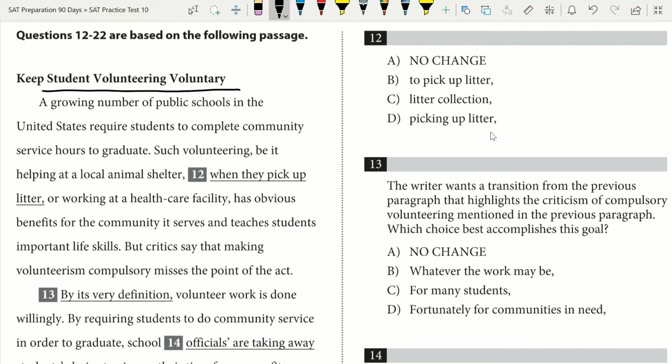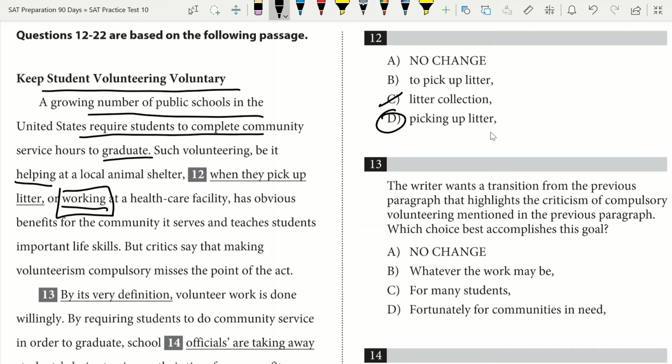We have "Keep Student Volunteering Voluntary." A growing number of public schools in the United States require students to complete community service hours to graduate. Such volunteering, be it helping at a local animal shelter. Okay, this is going to be parallelism, I already know. Because I see I have a list of three. I've got verbs working, helping, which means I also have to have an -ing verb here. The only -ing verb there is going to be D.